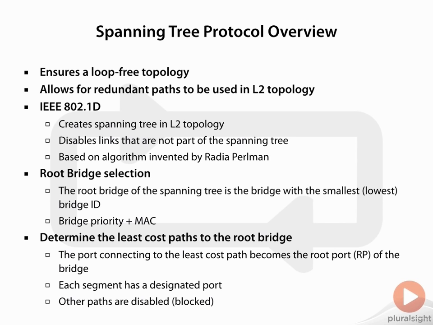So putting that together, here's what we end up with. You get one root port for every non-root bridge. Every segment has a designated port, and my other ports are disabled. One other little caveat I should throw in there is that on the root bridge, all ports forward traffic. So that means that the root bridge ports would be designated ports because he is the root bridge. The switches that are connected to the root bridge will have root ports, and then, of course, every other port could be blocked, except for one on each segment, which is the designated port.